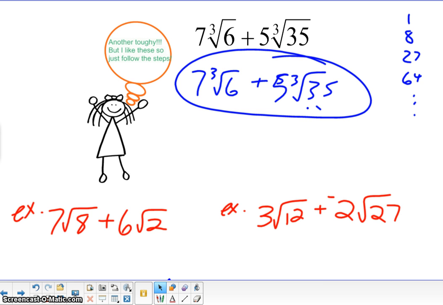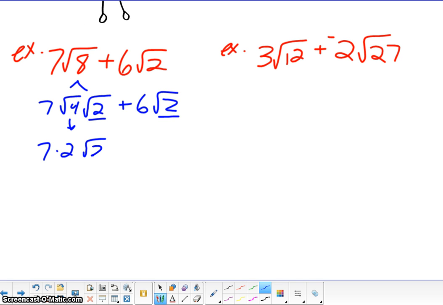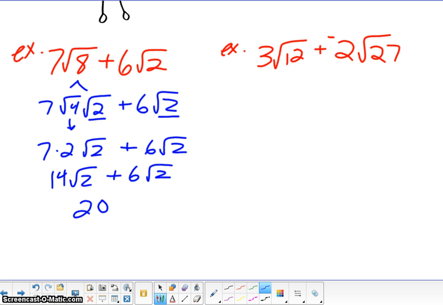The next 2, I want you to go ahead and push pause and solve them both, and then we'll check your answers. Okay, so let's see how you did. If you look to the 8, you're going to have that broken down into square root of 4 and square root of 2. And then the second one has the square root of 2, so we know we can move on. Break this one down. That would be 7 times 2. And 7 times 2 is 14. And now you have like radicals, so your final answer is 20 square root of 2.